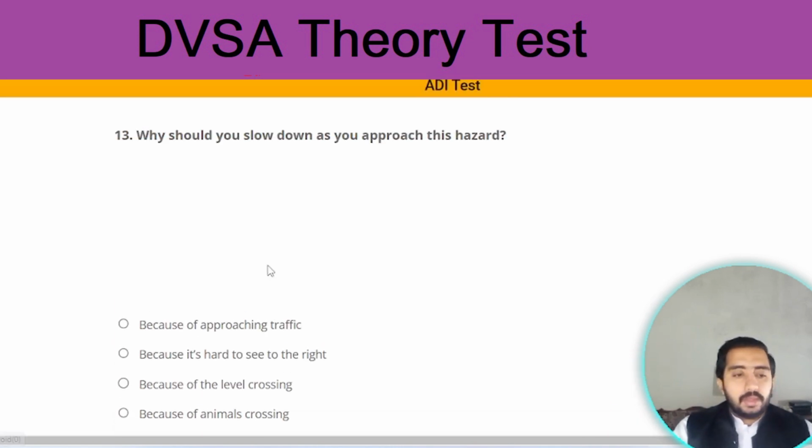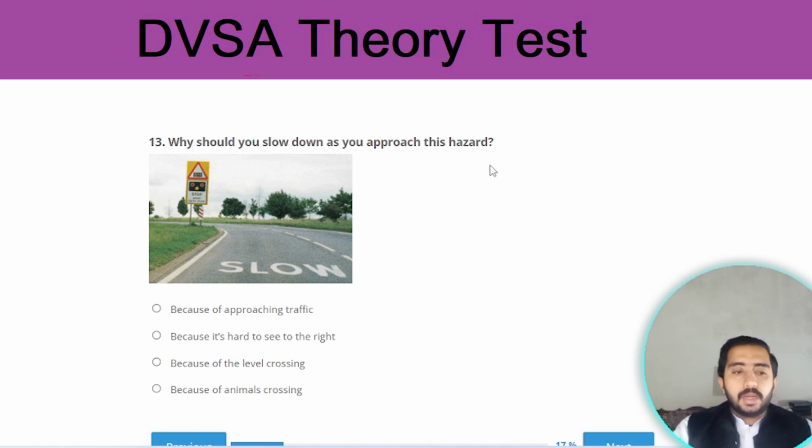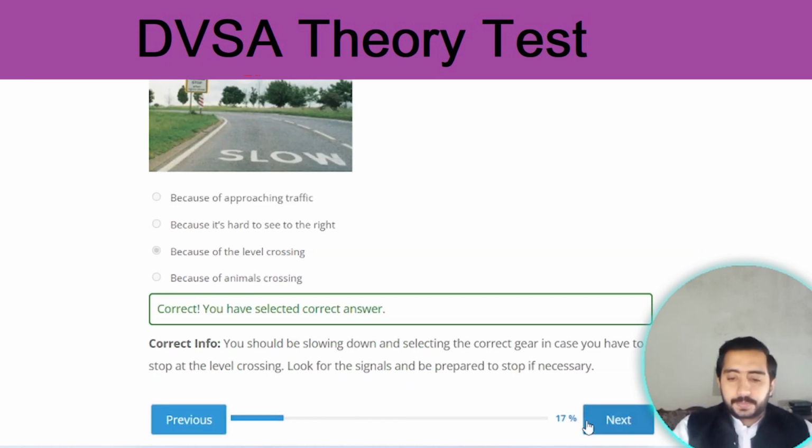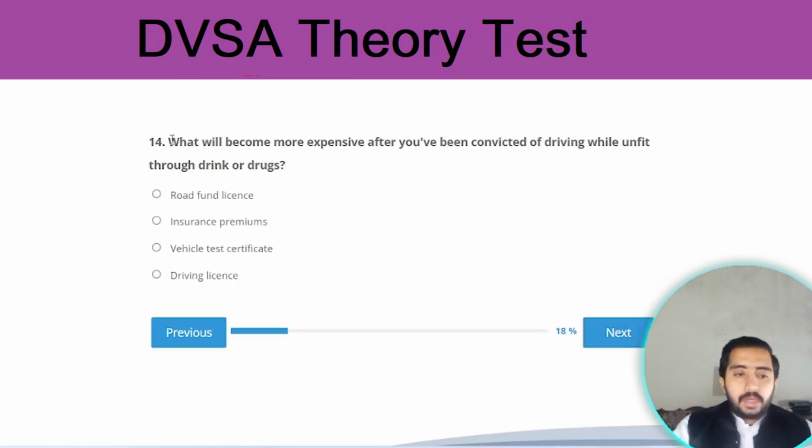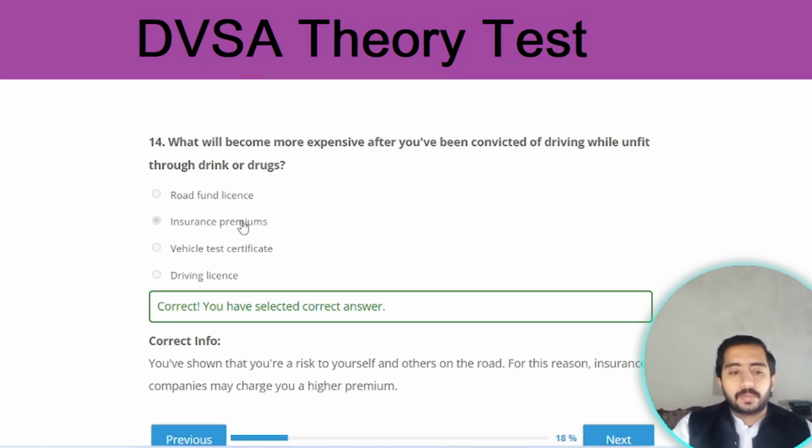Next question. Question number 13. Why should you slow down as you approach this hazard? The correct answer is because of the level crossing. Because of the level crossing, you need to slow down your approach to this hazard. Option C is the correct one. Next one. Question 14. What will become more expensive after you are convicted of driving while unfit through drink or drugs? The correct answer is insurance premium. Option B is the correct one.